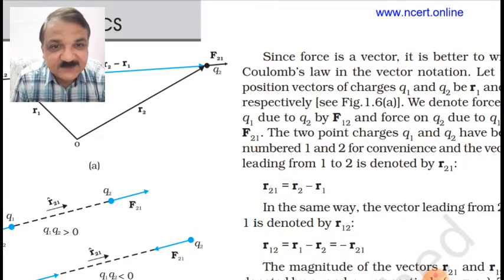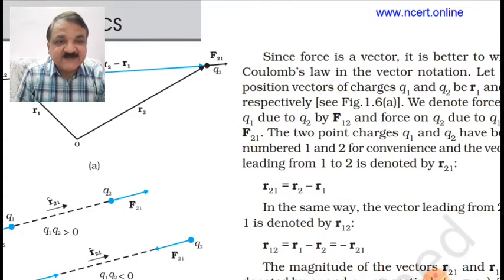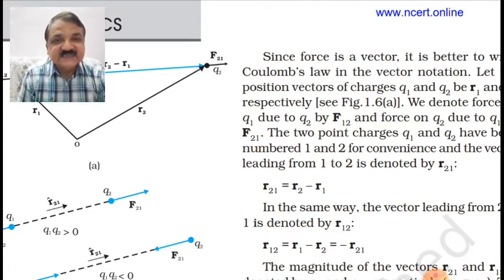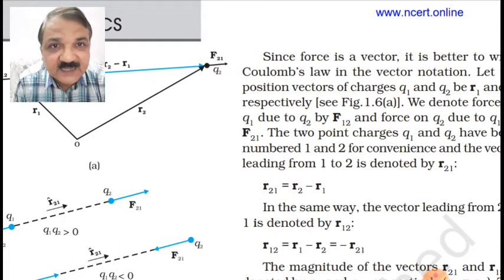आप यहाँ पर देखो बच्चों F12, F21 का अर्थ है फोर्स अप्लाइड ऑन सेकेंड बाई 1, और R21 का अर्थ है, फिगर में अगर ध्यान से देखो तो वो है यूनिट वेक्टर पॉइंटिंग फ्रॉम चार्ज Q1 टू चार्ज Q2. Q1 Q2 इज ग्रेटर देन जीरो. कब होगा? जब Q1 Q2 दोनों या तो पॉजिटिव हो या नेगेटिव हो. When Q1 into Q2 will be greater than zero, when either two charges are positive or two charges are negative.